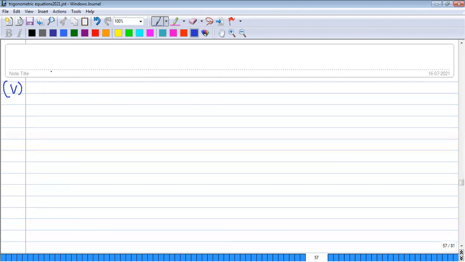Fifth question. 2 sine square theta minus 4 equals to 5 cos theta. Instead of sine square theta, write down 1 minus cos square theta and solve it after factorizing.